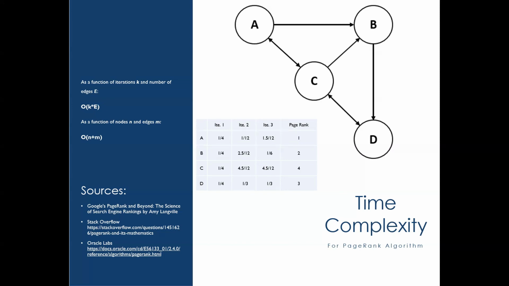PageRank has a time complexity of big O of n plus m, n and m being the number of nodes and the number of edges in the graph, respectively, and a space complexity of big O of n.